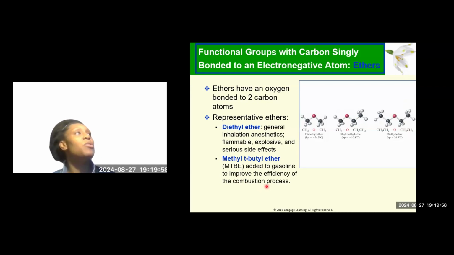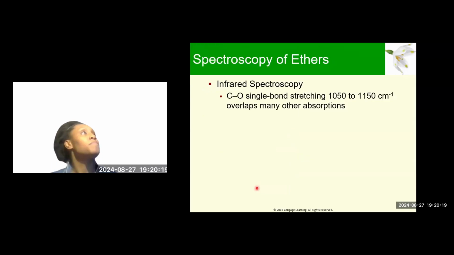Also methyl t-butyl ether, MTBE, is added to gasoline to improve the efficiency of the combustion process. And so ethers, as you can see, are very flammable, and they have a couple of uses. Diethyl ether is very popular also in the lab as a solvent, okay?